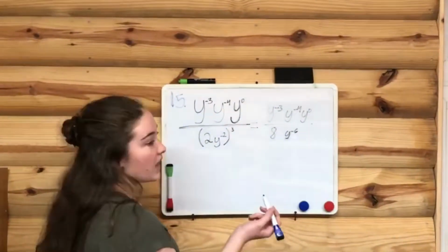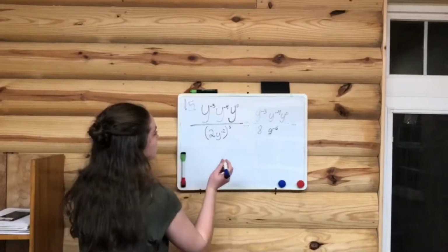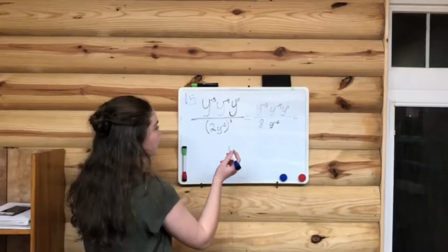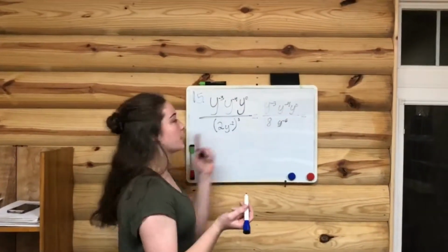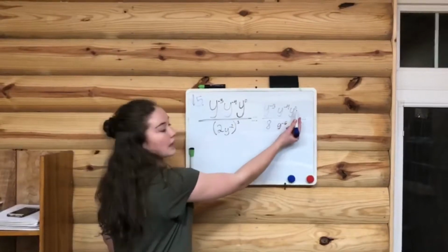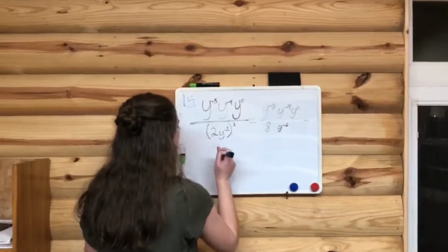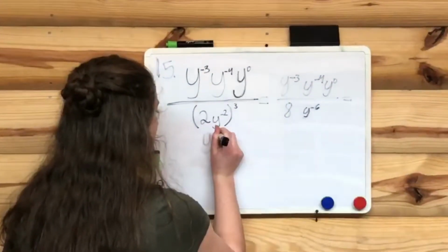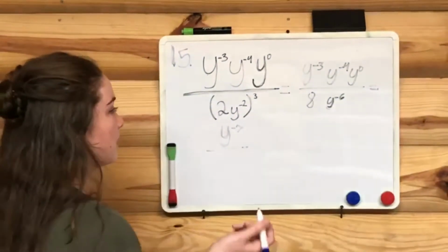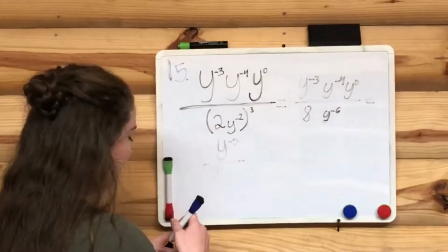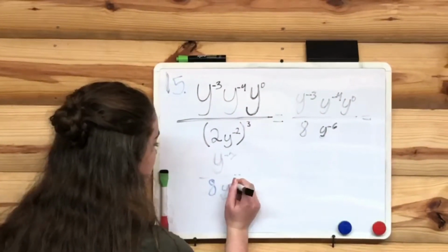So the next thing you want to do is combine your like terms. In the numerator, all the y's can be combined. When you combine variables with exponents, you just add the exponents up. So it's going to be y to the negative 7, and then y to the 0 is 1, because anything to the 0 is 1. So it's going to be y to the negative 7. And then in the denominator, there's nothing to be combined, so it's just 8y to the negative 6.